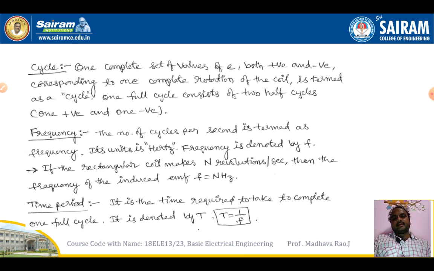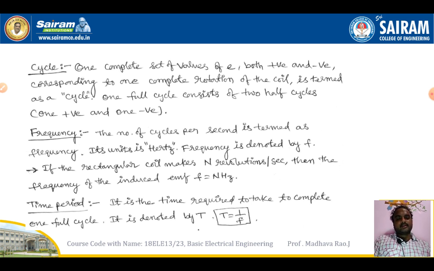Frequency. The number of cycles per second is termed as frequency. The unit of frequency is hertz. Frequency is denoted by the small letter f. If the rectangular coil makes n revolutions per second, then the frequency of the induced EMF is f equal to n hertz.